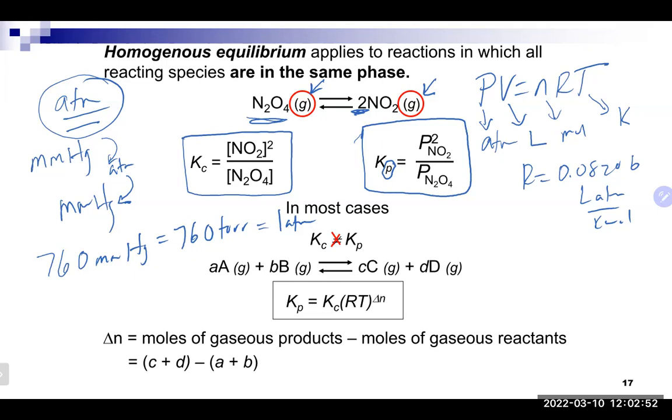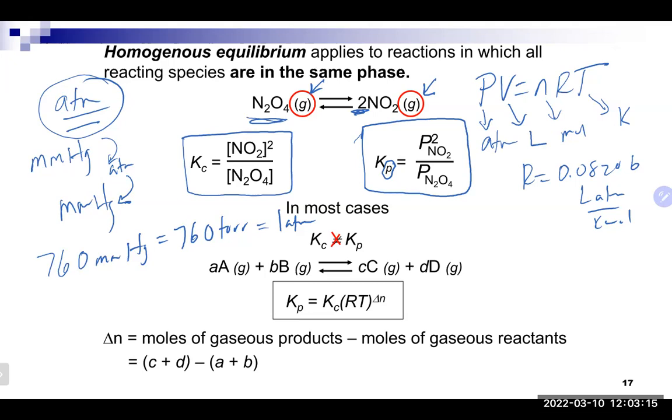But they do still tell you the same sort of outcome. So if you have a large Kp value, just like you had a large Kc value, that would mean you mainly have products at equilibrium. In this case, you would mainly have products that are gases, providing a larger amount of pressure on the product side. And vice versa, if you had a small value of Kp or Kc, you would have mainly reactants.